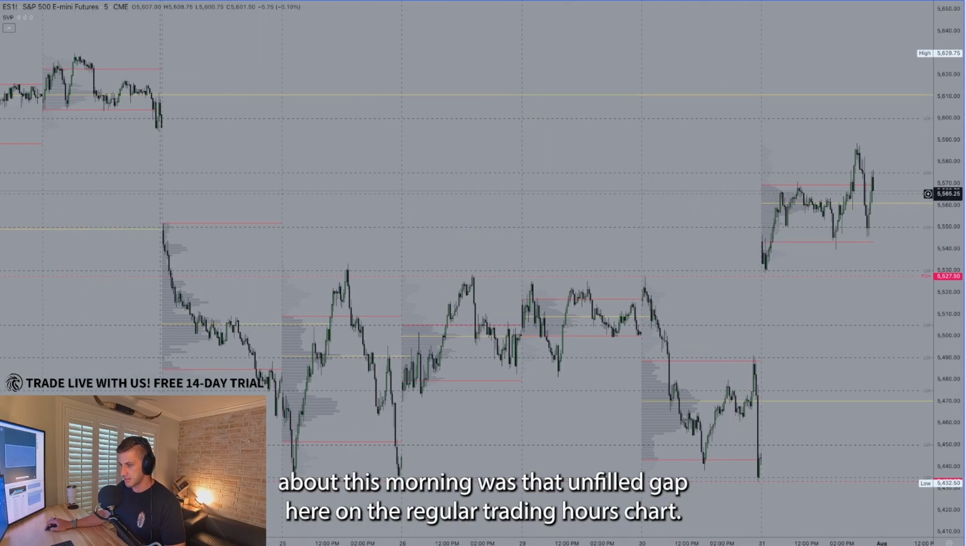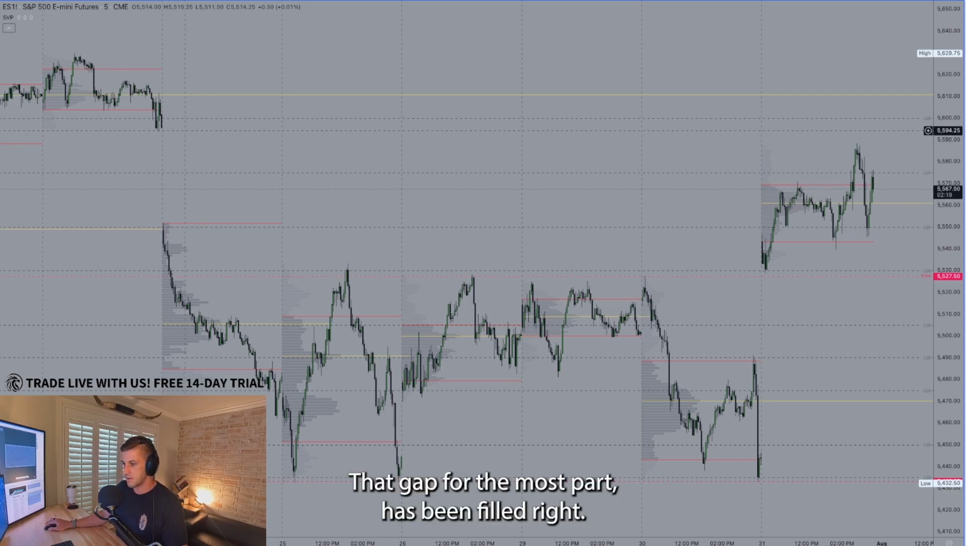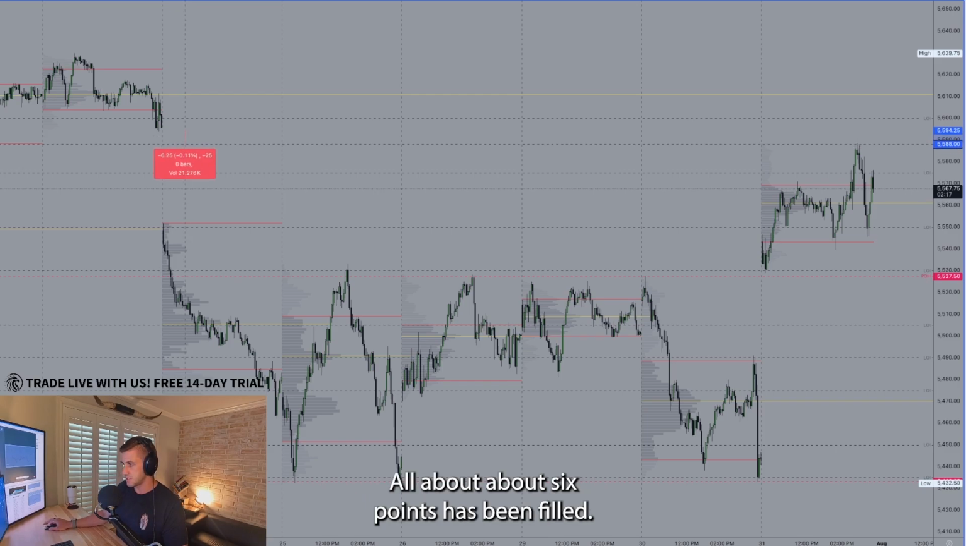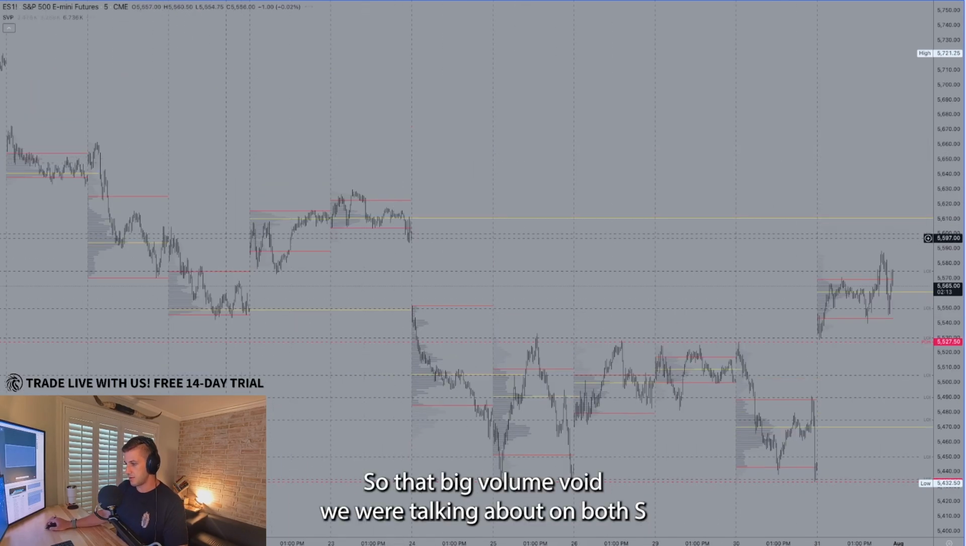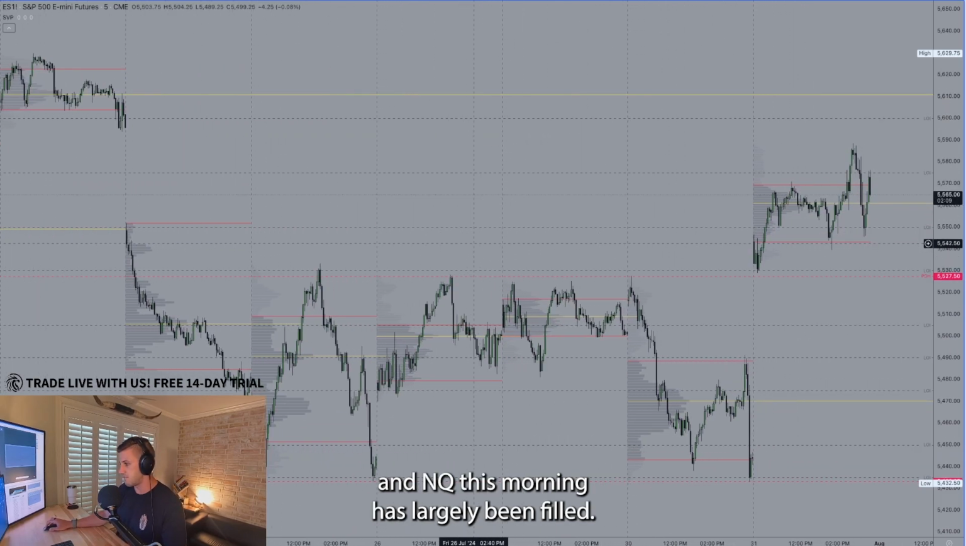One of the things I had talked about this morning was that unfilled gap here on the regular trading hours chart. That gap, for the most part, has been filled, right? All but about 6 points has been filled. So that big volume void we were talking about on both ES and NQ this morning has largely been filled.